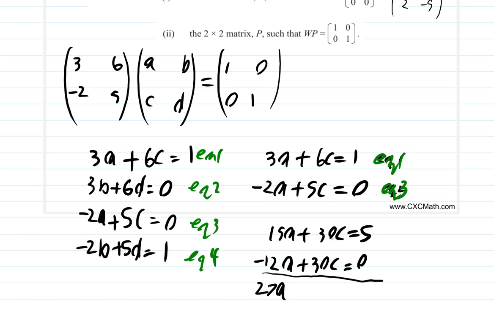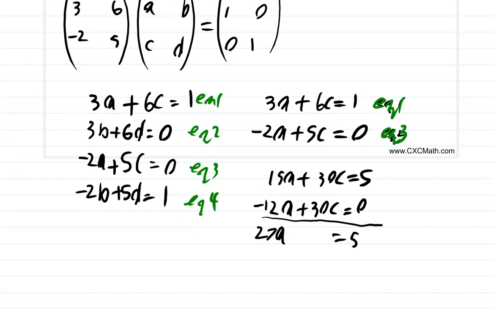27a. 30c minus 30c, that's 0. c is gone. Equals 5 minus 0 is 5. So here now, a would be 5 divided by 27.